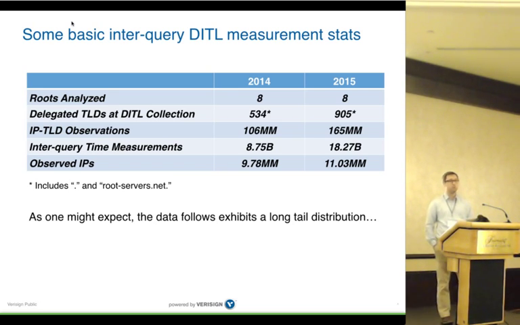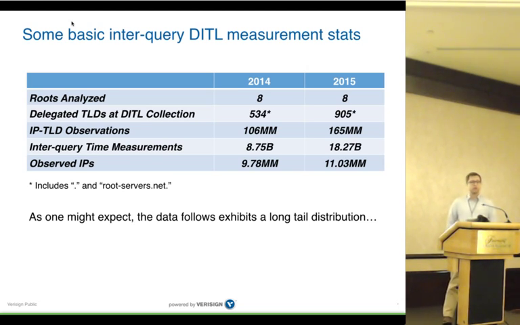But in 2014, we ended up with 106 million IP TLD groupings, and that 106 million ended up with 8.7 billion inter-query time measurements. Fast forward to 2015, that grouping jumped up to 165 million, presumably because the zone had almost doubled in size in terms of delegations, but we also ended up with 18.27 billion inter-query time measurements there.